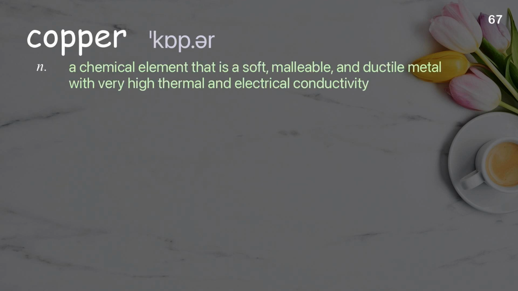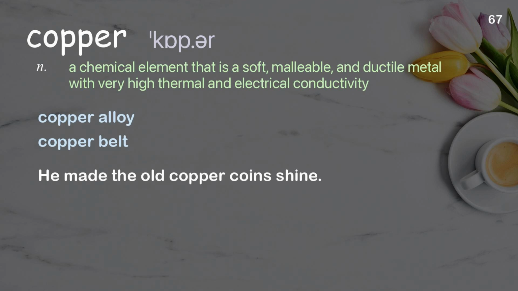Copper. A chemical element that is a soft, malleable, and ductile metal with very high thermal and electrical conductivity. Examples: Copper alloy. Copper belt. He made the old copper coins shine.